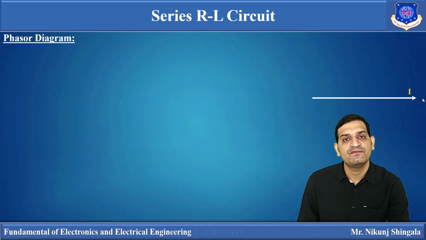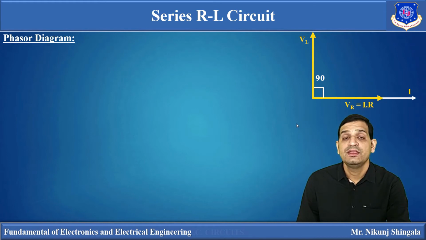As current I is taken as a reference, I will be drawn in this direction. Alternating quantities are represented by phasors, so I is represented as a phasor. Now there are two components, resistor and inductor. We know for a resistive circuit, voltage and current are in phase. The voltage across the resistor is denoted by VR, so VR and I will be in phase, in the same direction. In the case of a pure inductor, current lags behind the applied voltage by 90 degrees. As I is drawn in this direction, VL will be in this direction. So VL is leading I by 90 degrees, or we can say I lags VL by 90 degrees.